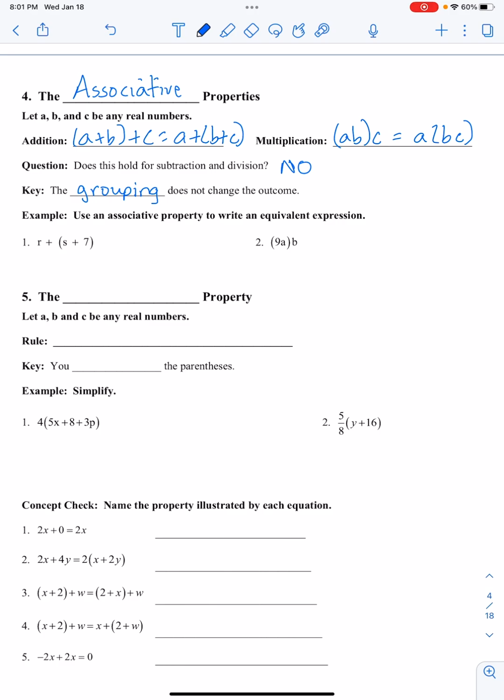So for example, 1, R and S and 7 are grouped. If we want to use the associative property, we could group R plus S and leave 7 on its own. For 2, we have 9 and A grouped together. So using the associative property, we could have the 9 and we could group A and B together. The last property is the distributive property.